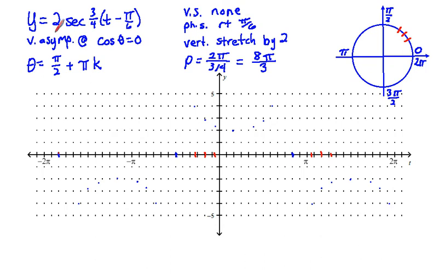Remember that amplitude has no meaning for secant, cosecant, tangent, and cotangent. We also see that b in our equation is 3/4. Period is going to be 2 pi over b, which comes out to be 8 pi over 3.